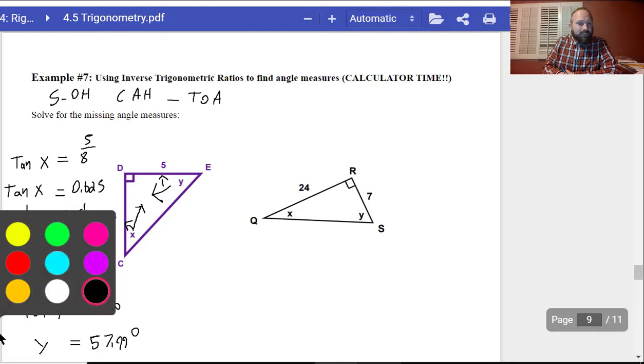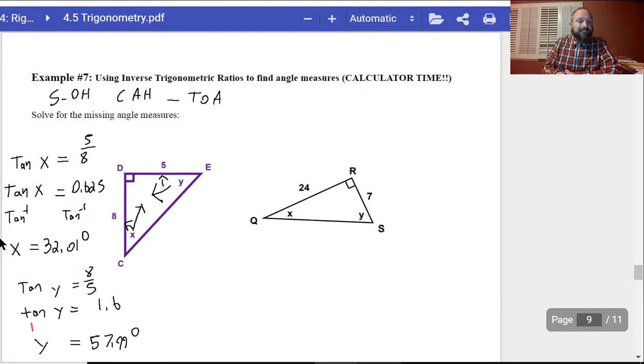And then what did we do? Remember, we did the tangent inverse. And we got our answer. All right, go ahead and answer this one. I'll walk around and I will check your work for you. Good luck. All right, we're going to go on in 3, 2, 1.